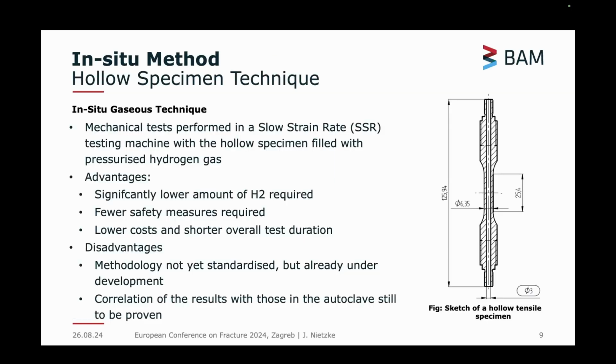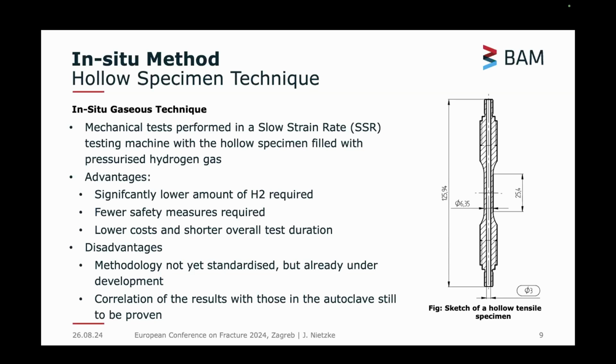This is the hollow specimen we use. So this is the shape of the specimen. We put gaseous hydrogen inside the specimen, and then we do the test at different strain rates. In this case, what I show a bit later, it's 10^-6 1/s.